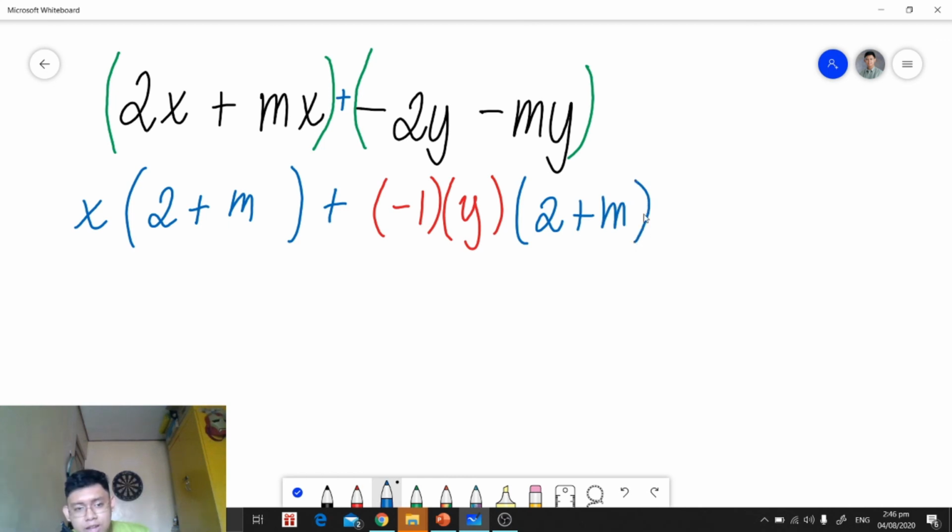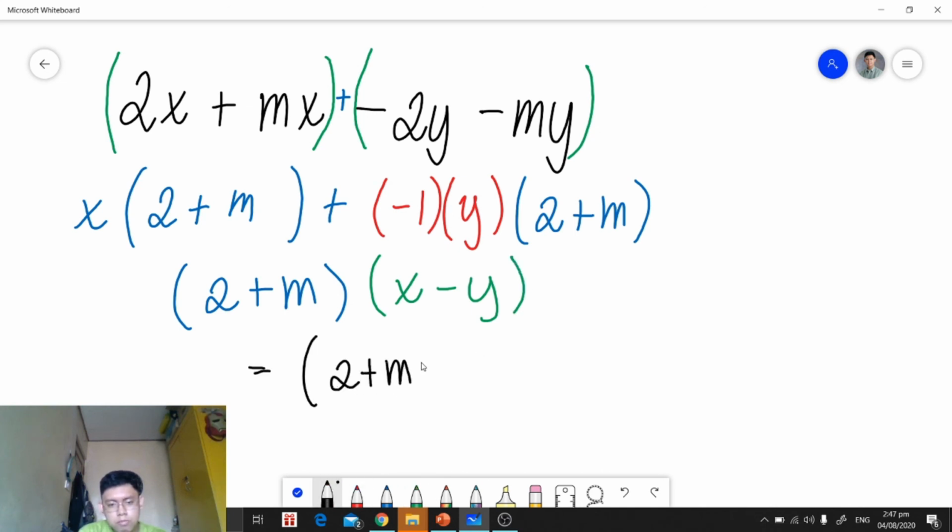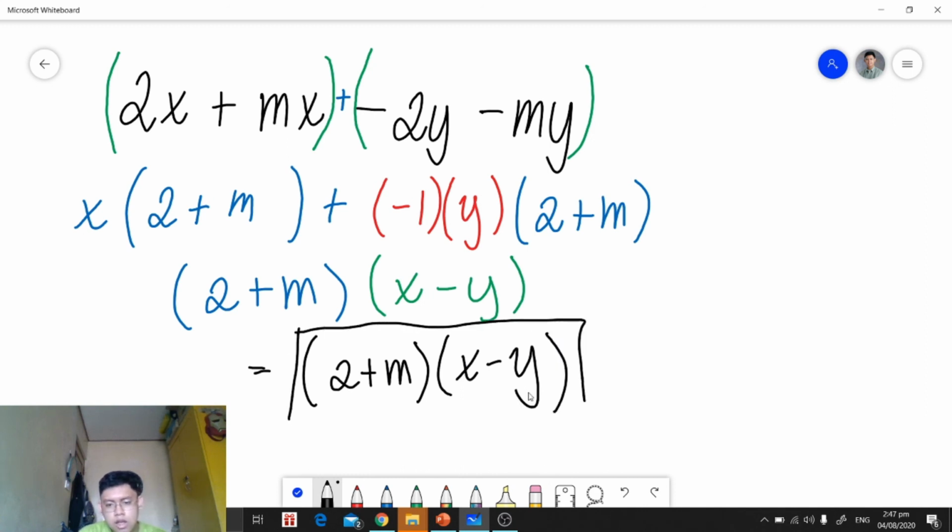Now we have a common factor, which is 2 plus m and 2 plus m. We need to factor out 2 plus m. So 2 plus m, and then the remaining factor will be x. Positive times negative will be negative. Negative 1 times y, that will be negative y. So our final answer will be the quantity of 2 plus m times the quantity of x minus y. And that will be our final answer.